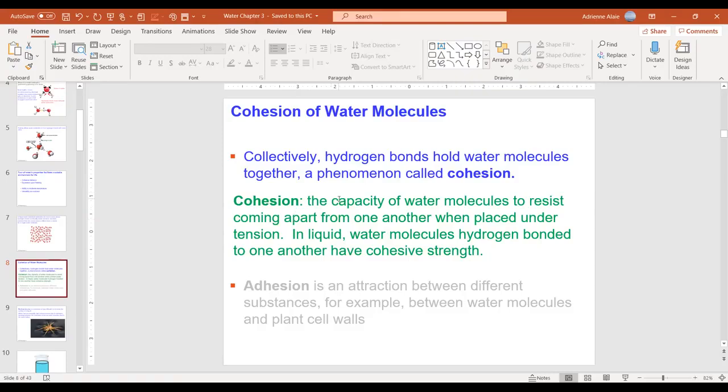Cohesion, the capacity of water molecules to resist coming apart from one another when they're placed under tension. So if you want to try to pull it apart, the water molecules have an inherent capacity to hold on to one another because of all the hydrogen bonding. So in liquid, water molecules that are hydrogen bonded to one another, which they are, have what we call cohesive strength. And I'm going to show you that in just a moment.